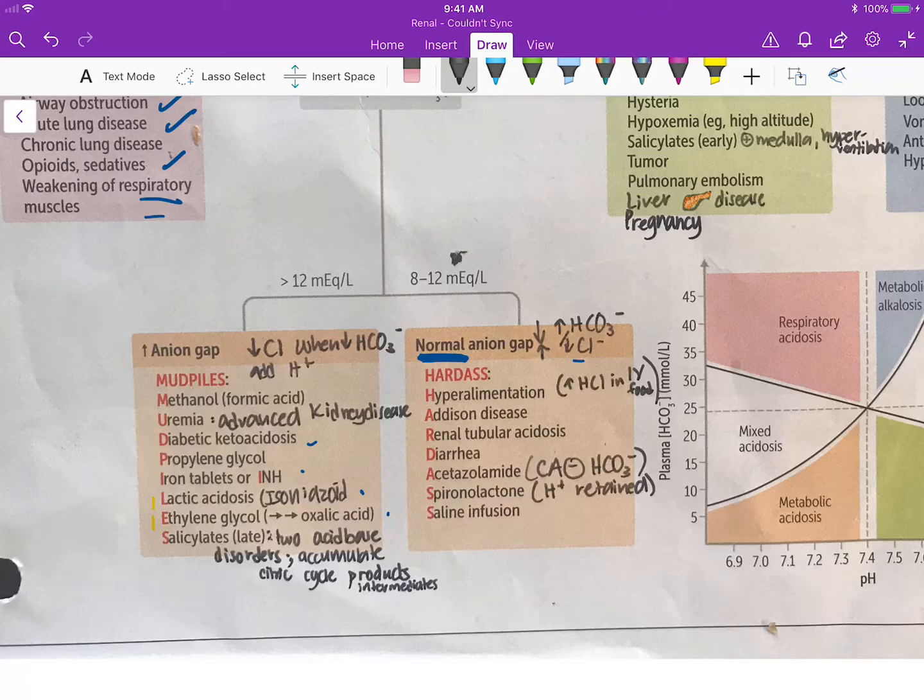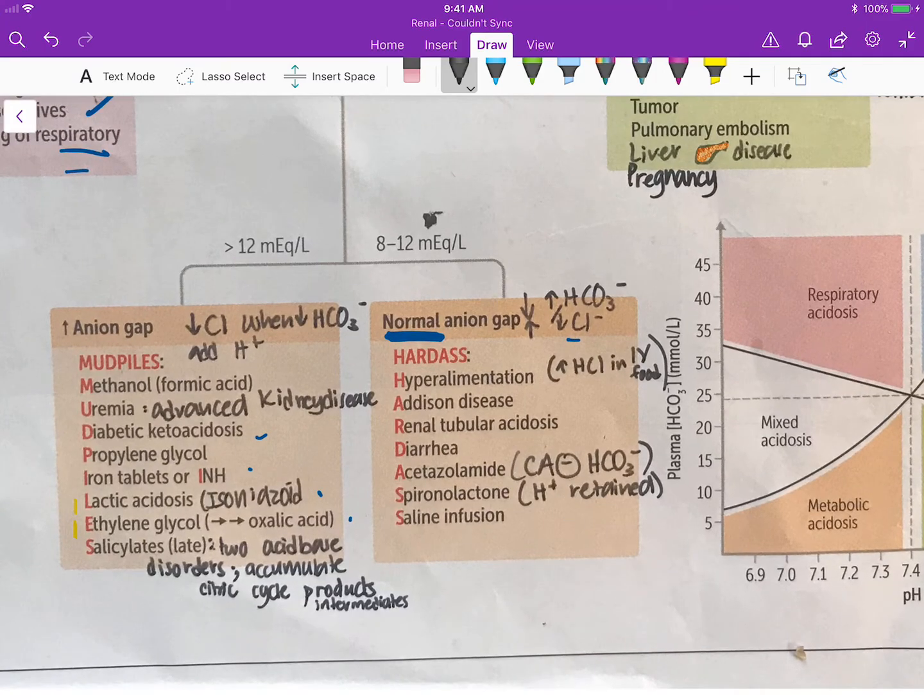That happens usually in hyperalimentation, a patient that has been in the hospital getting IV fluids, Addison's disease, renal tubular acidosis, diarrhea, if they're on acetazolamide, spironolactone, and any kind of saline infusion.